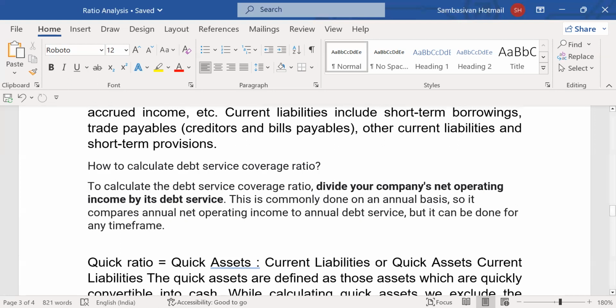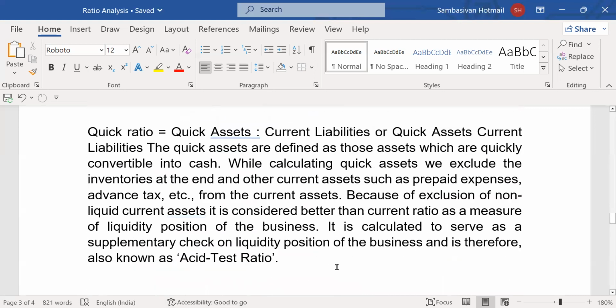We are on quick ratio. Quick ratio is equal to quick assets divided by current liabilities. The quick assets are defined as those assets which are quickly convertible into cash. While calculating quick assets, we exclude the inventory at the end and other current assets such as prepaid expenses, advance tax, etc.